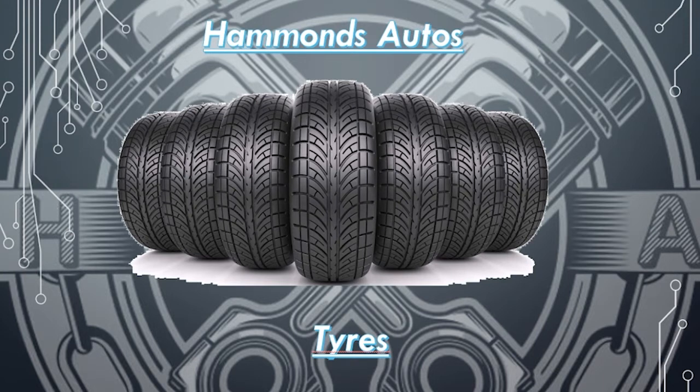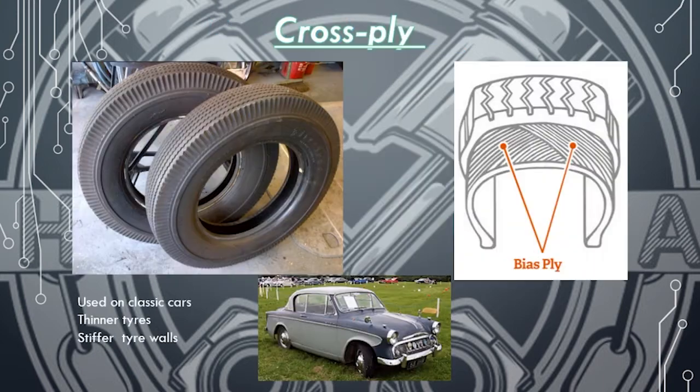So I'm going to begin with talking about cross-ply tyres first, as they were the first type of tyre to be invented. So they were invented by Mr. Dunlop himself, so you've probably heard of Dunlop tyres. They were invented back in 1888, and I'll put a little diagram here as well, just so you can get a better understanding as to how they go together and how they were constructed.